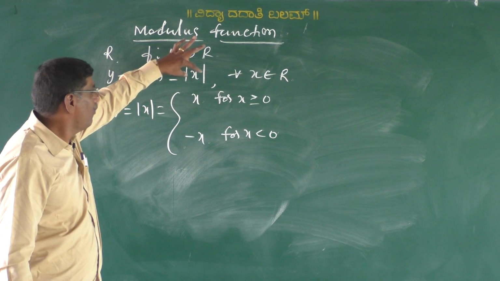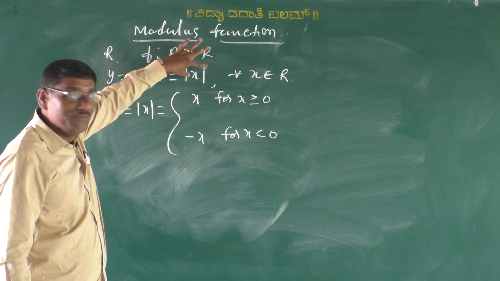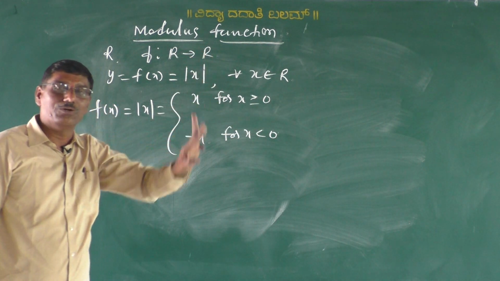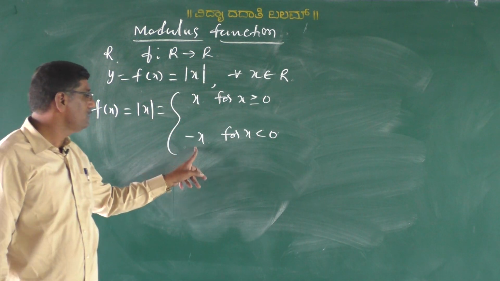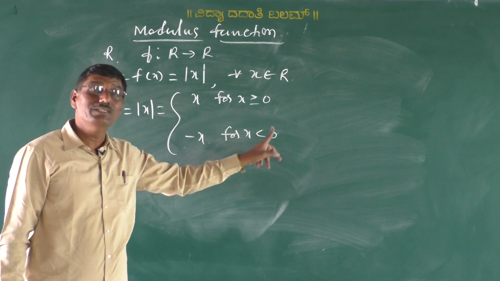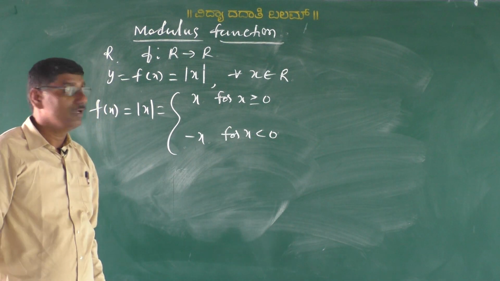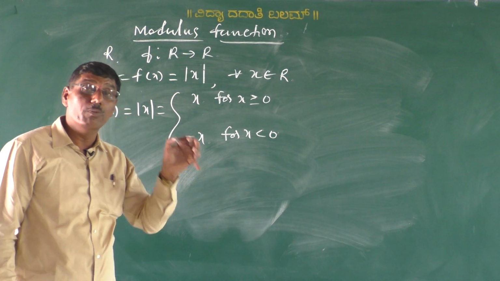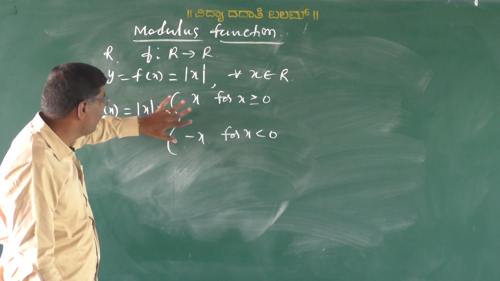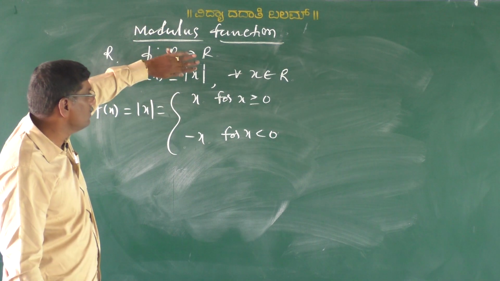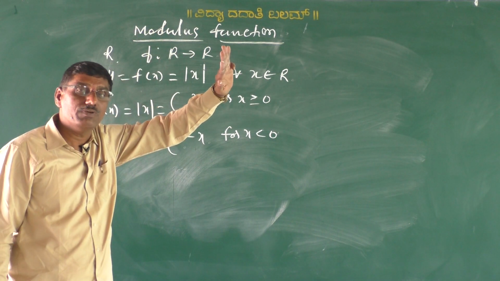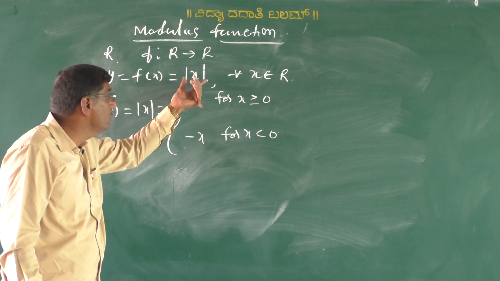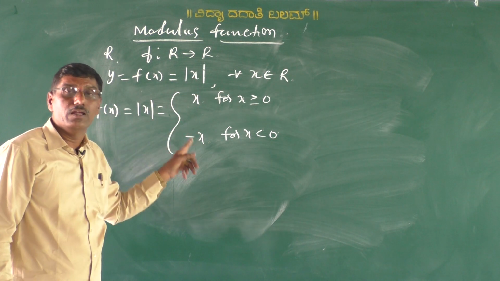Mod x means we can write x for x greater than or equal to 0, minus x for x less than 0. We can also write it this way. This is also the definition of modulus function. For calculation purposes, for the meaning of this mod, we can write like this.